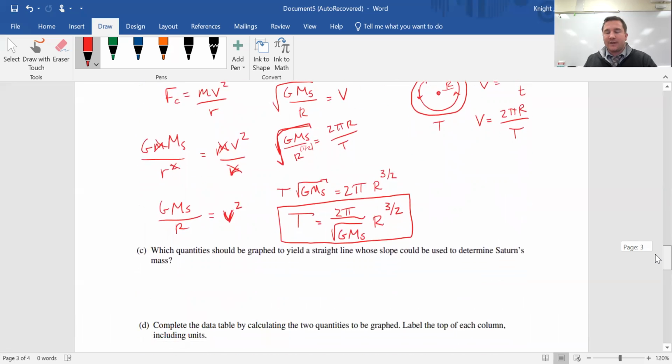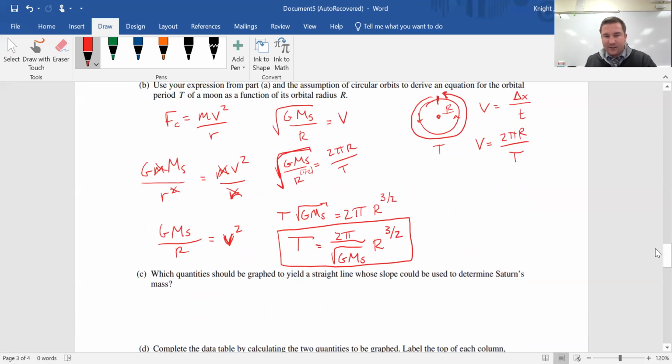So which quantities, based on that equation that I just came up with, should be graphed to yield a straight line whose slope could be used to determine Saturn's mass? So what two quantities could I measure or use to make a graph that would give me Saturn's mass? If I use the y as t, and the x as r to the 3/2, the slope of that graph should give me 2 pi over root GMS. 2 pi and G are all constants, which means I can use that to solve for the mass of Saturn.